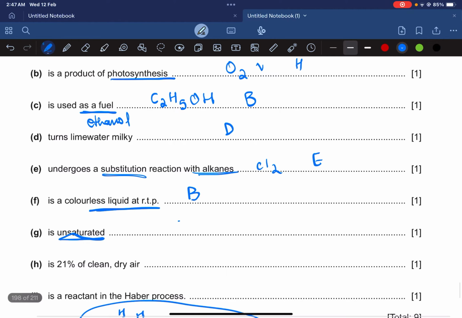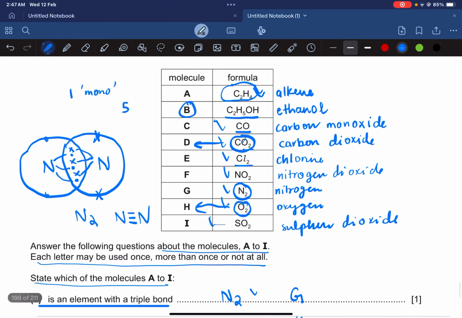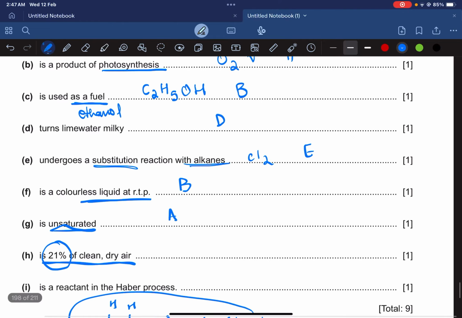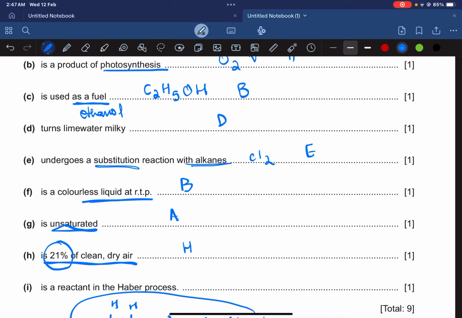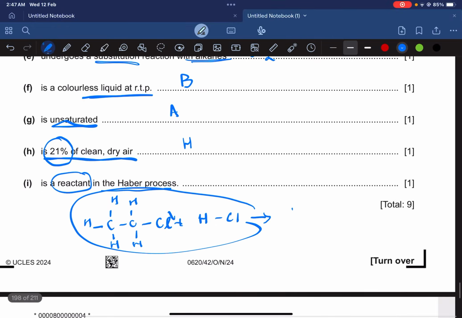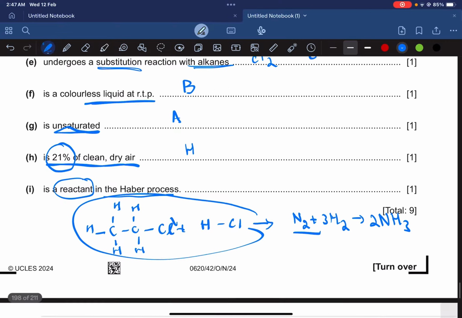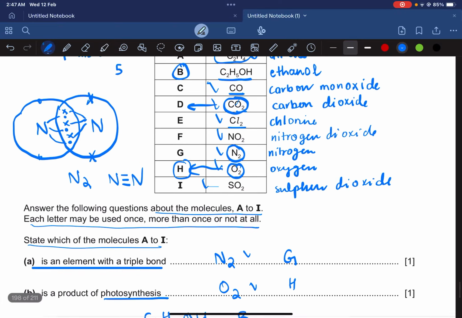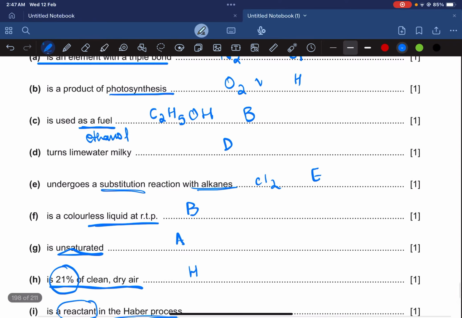Next one is 21% of clean dry air. You should know that oxygen is the gas that makes up 21% of clean dry air. That's going to be part H. Oxygen is H. Let's move on to the next part, which says: a reactant in the Haber process. You should know that nitrogen and hydrogen react in the Haber process. N2 plus 3H2 form 2NH3. So that is going to be nitrogen gas, which is G. So here we are done with the first question.